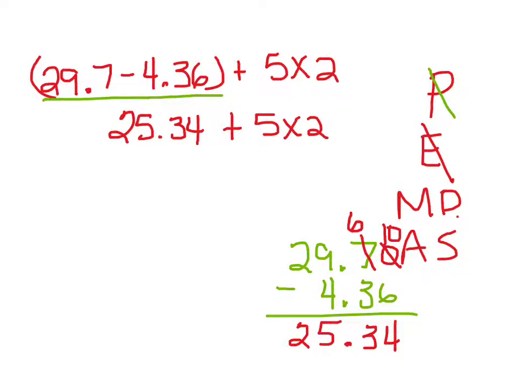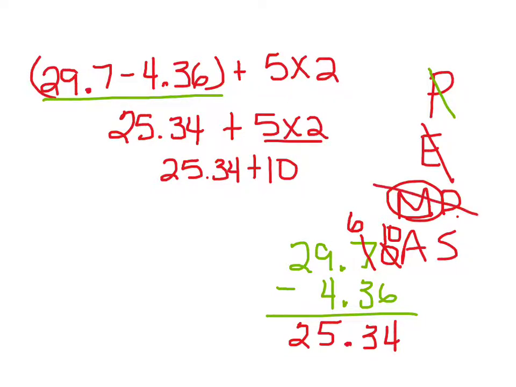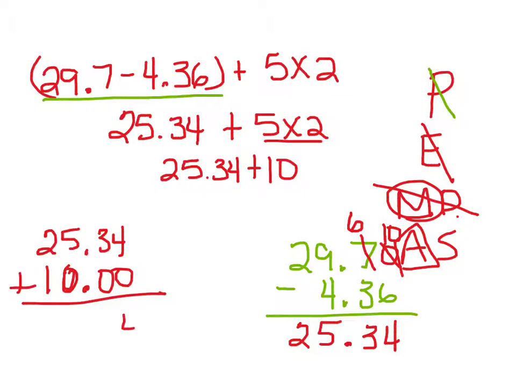Now we have to do multiplication and division. There's a multiplication problem, 5 times 2. So I'm going to solve it first. Bring down 25 and 34/100 and the plus sign. There's no more multiplication or division, so now we are just adding. So 25 and 34 hundredths. I know that 10 is a whole number, so it goes to the left of the decimal, and then you just add. 35 and 34 hundredths.